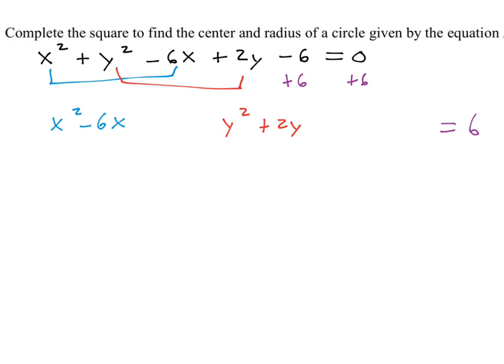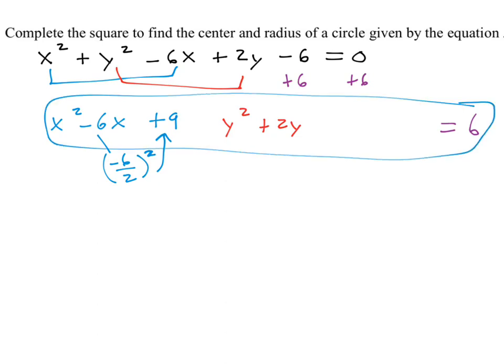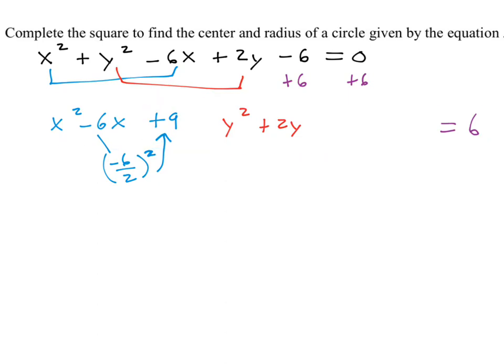In case you forgot completing the square, you're going to take this linear term, cut it in half, and then square it, and that is going to go here. So we're going to cut negative 6 in half, which is negative 3, square that, it's going to give us 9, so we're going to be adding 9. And just like always, when you have equations, you can't just add a part willy-nilly, you have to add it on the other side too. So we're going to add 9.